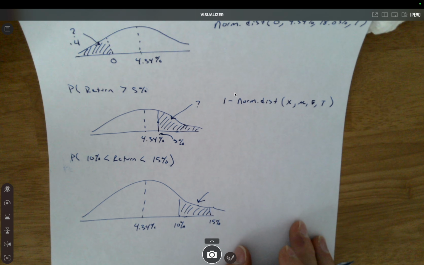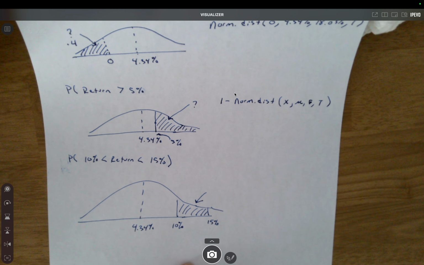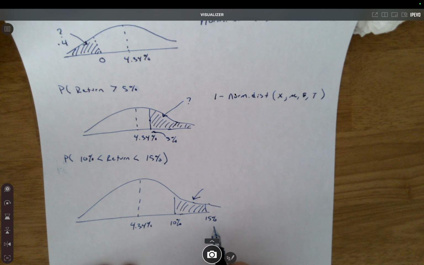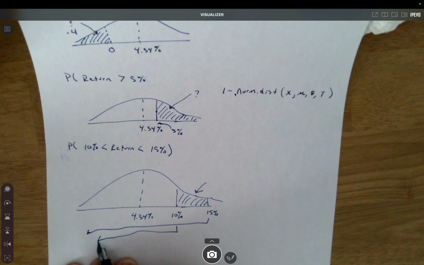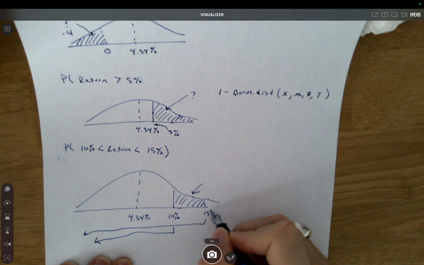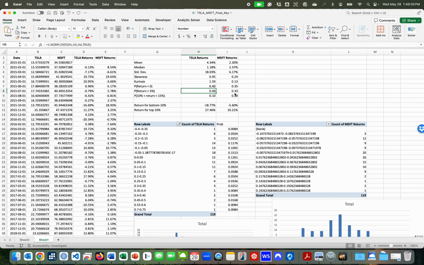So anytime you see a shaded region between two numbers, you know you're going to do a norm.dist twice. You're going to do a norm.dist on the 15%. That's going to give you all of this area to the left of 15, but we don't want the area to the left of 10, so when you subtract the norm.dist on the 10%, it's going to subtract all of that area out. So this is a norm.dist on the 15 and then a norm.dist on the 10, which is exactly what we see here. That's going to give us the area that's in between those two numbers.